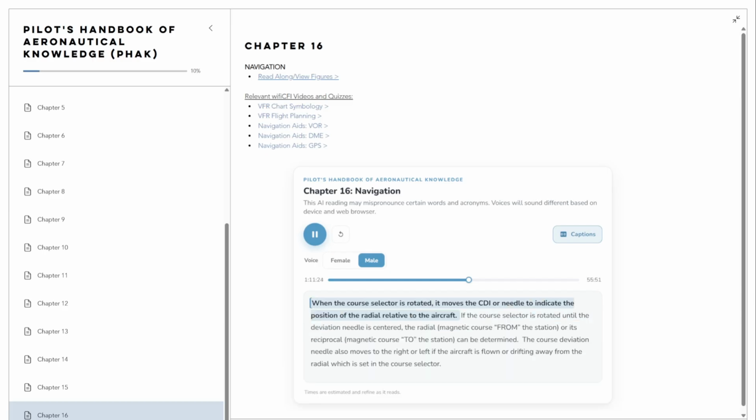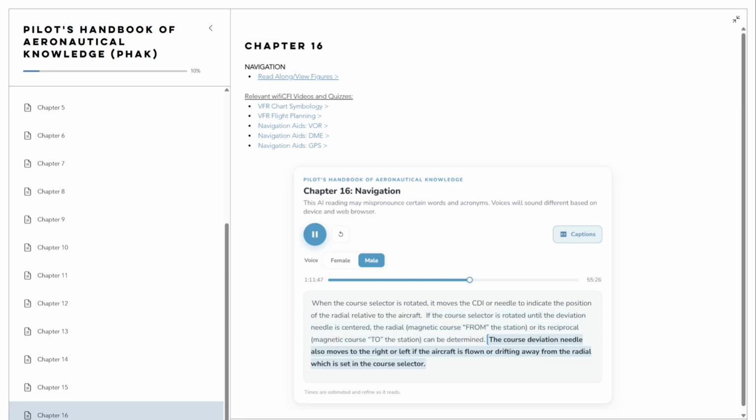When the course selector is rotated, it moves the CDI or needle to indicate the position of the radial relative to the aircraft. If the course selector is rotated until the deviation needle is centered, the radial (magnetic course FROM the station), or its reciprocal (magnetic course TO the station), can be determined.